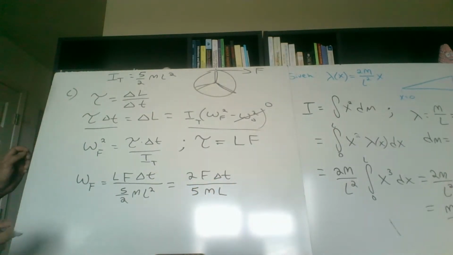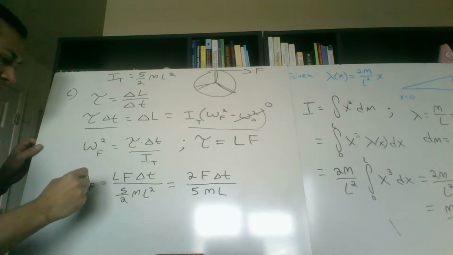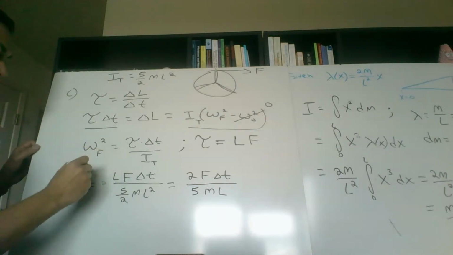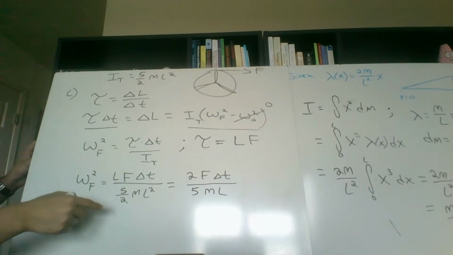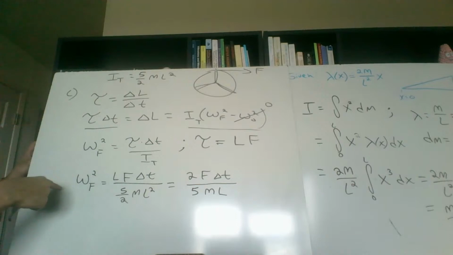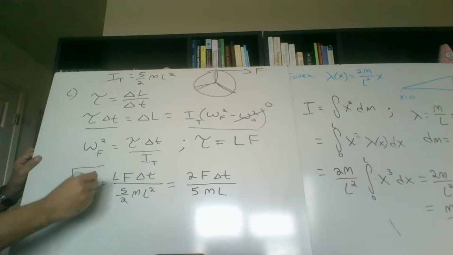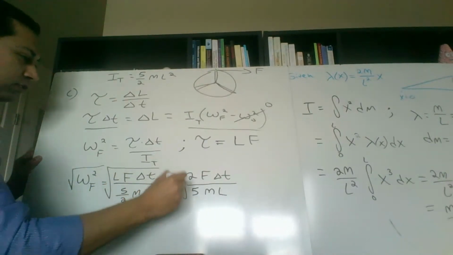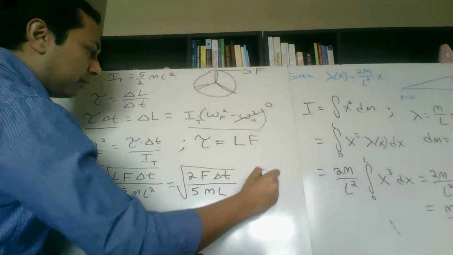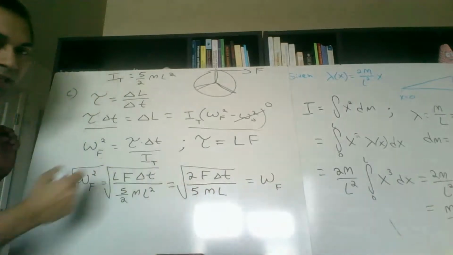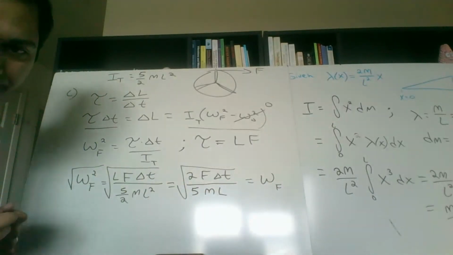And so that is the final speed. We just have to square root it, I believe. This was squared. So if I want the final speed, I have to take the square root of that. So square rooting this, square rooting that, square rooting that will give me W final. So that's what they're looking for in that question right there.